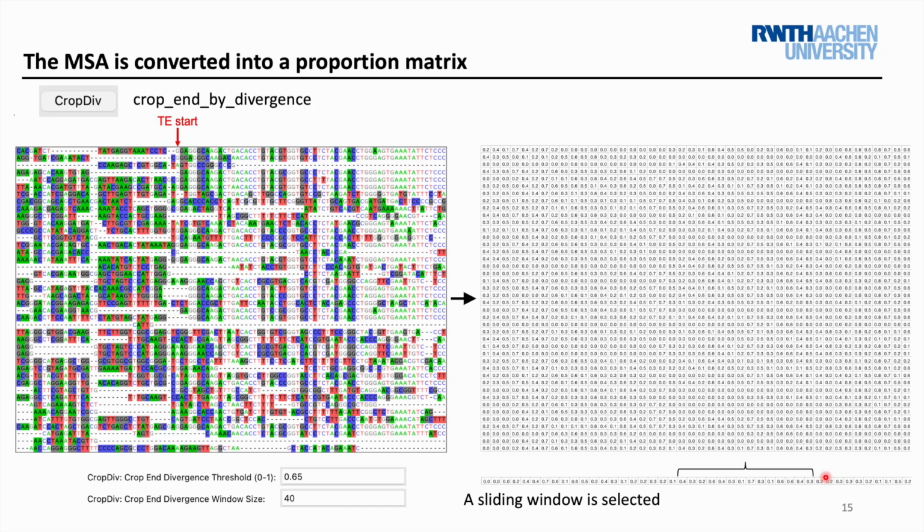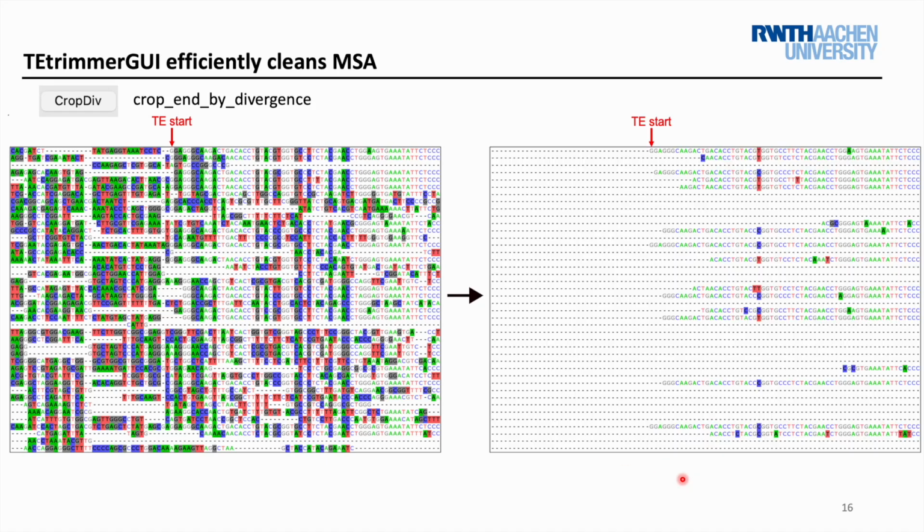If the set is 40, then you use 40 multiplied by 0.65. That will be the minimum proportion number, the sum of the minimum proportion number. For example, if the sum of the proportion is greater than this number, then it will stop. All the positions that are checked by this sliding window will be eliminated later. By this, you can go from a very messy multiple sequence alignment to this. So cleaning the multiple sequence alignment can very easily help you to find the boundaries.